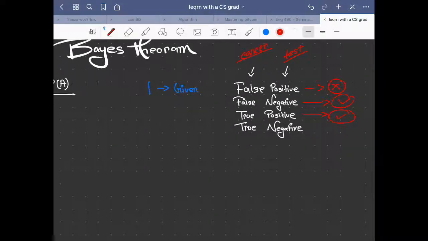And finally, the person has cancer and is tested negative. So this is one of the worst things, because that person already has cancer, but is tested negative, so he has to live with it, and things might get worse later on. So these are the two things that we don't want in any situation whatsoever.